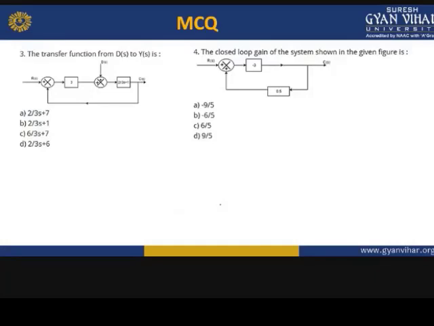Now look at question number 3. Before this, look at question number 4. Tell me the answer. What will be the closed loop gain of the system? Closed loop gain means you have to identify the C by R value. Find it out. I'm giving you 2 minutes. Try to solve it. Then after this, we will close the session.